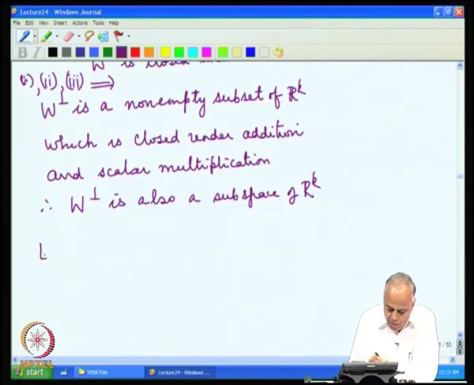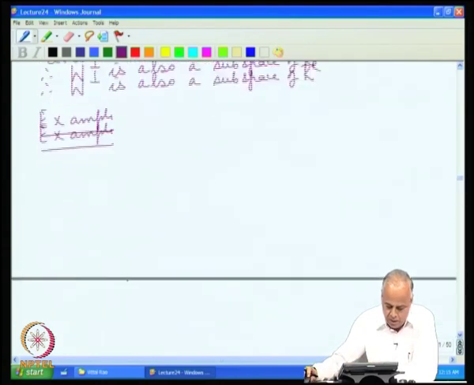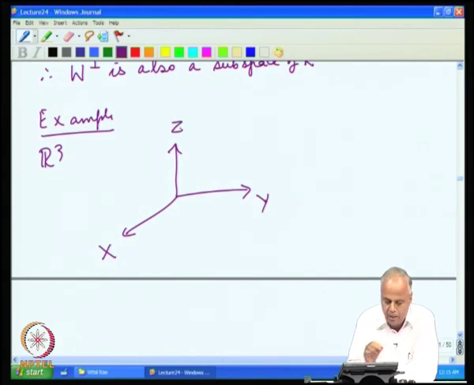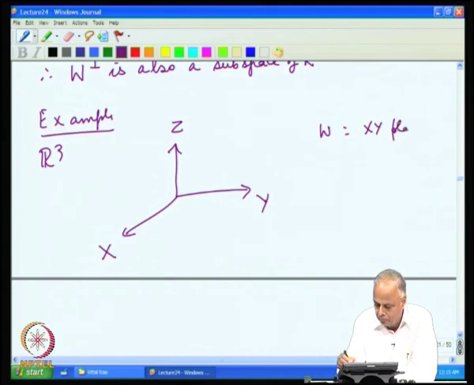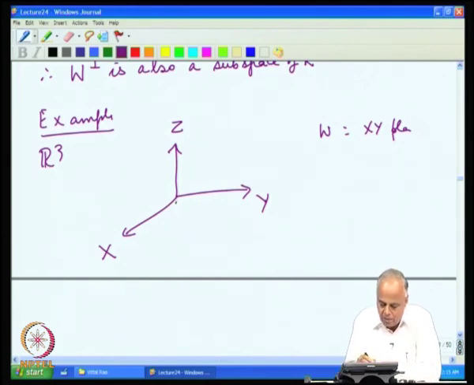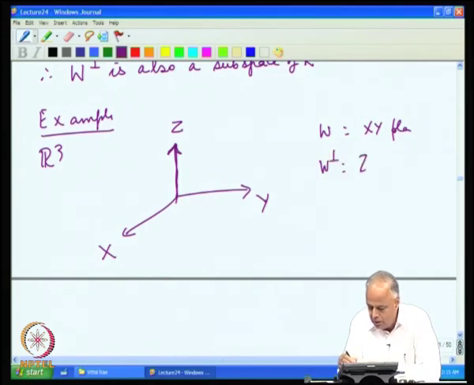Let us look at geometrically a simple example of this. Let us take R^3, this is what we normally call as the x y z axes. Let us say W is the x y plane. Okay. Now, what are the vectors which are perpendicular to all the vectors in W? Then we get the z axis. So, W perp is the z axis in this case.